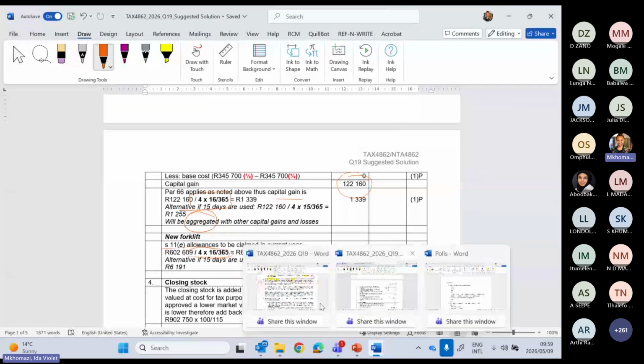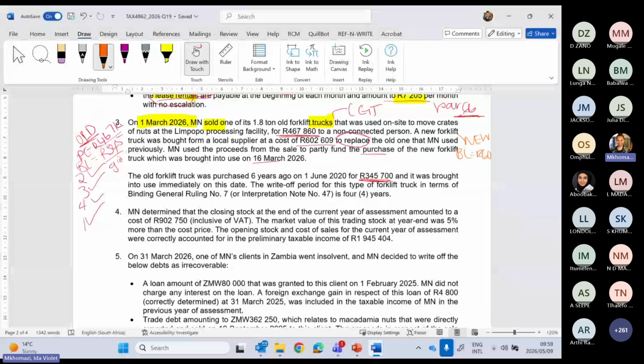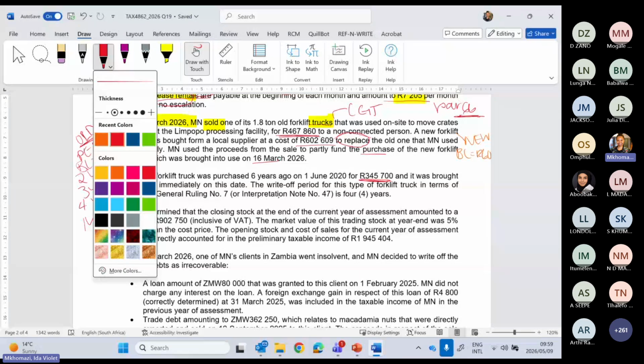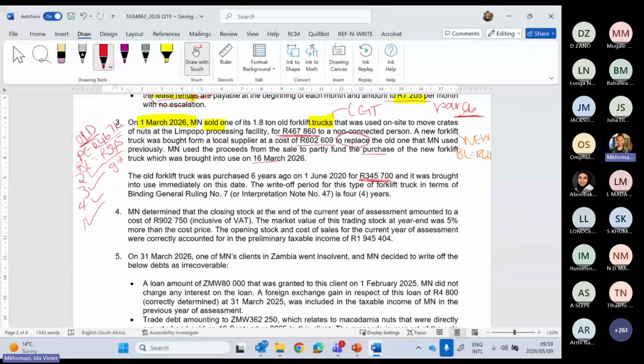Okay, so I see our 2 hours is over. So I just want to quickly rush through transaction 4 and transaction 5, and then the Tax 4861 students can excuse themselves.